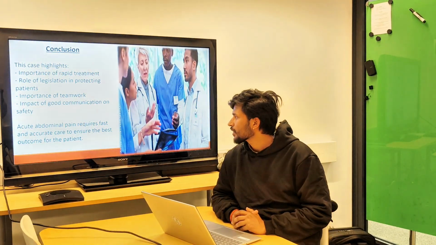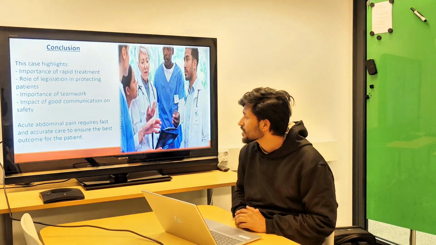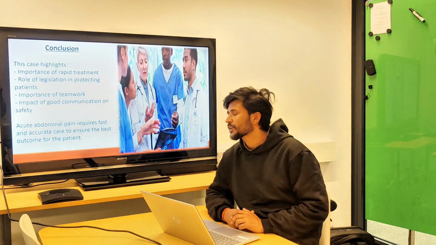Acute abdominal pain requires fast and accurate care to ensure the best outcome for the patients.